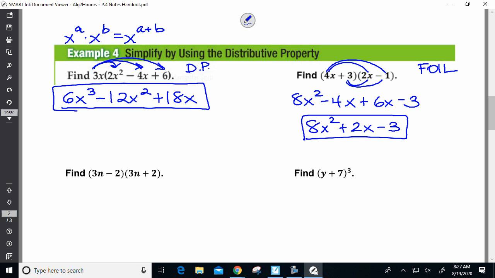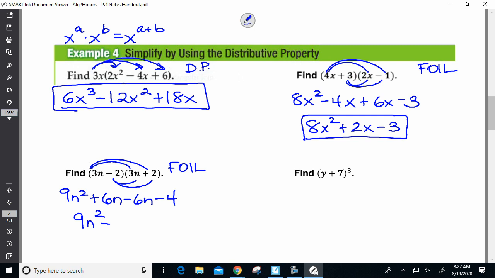Same thing with 3n minus 2 and 3n plus 2. So this is a FOIL problem as well. 3n times 3n, 9n squared. 3n times 2, 6n. Negative 2 times 3n, negative 6n, and then minus 4. Then you combine your like terms up, 9n squared minus 4.